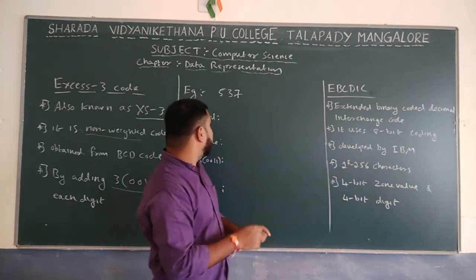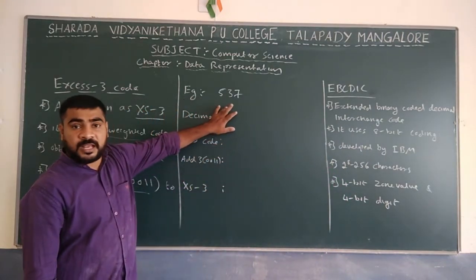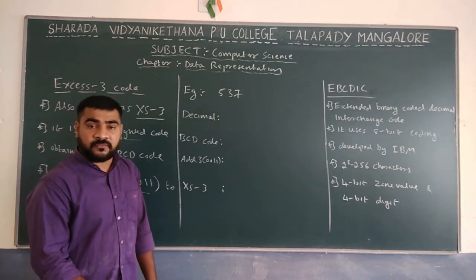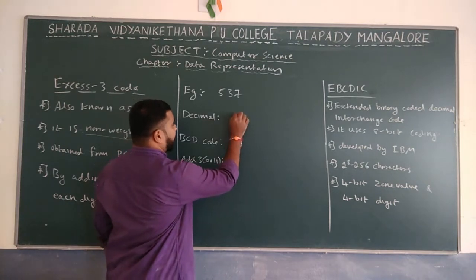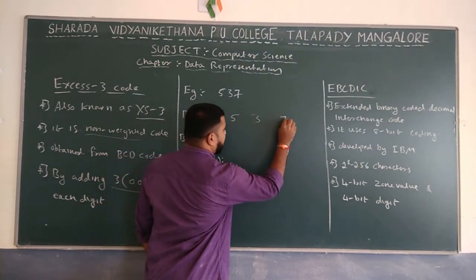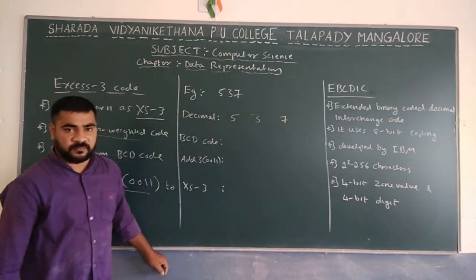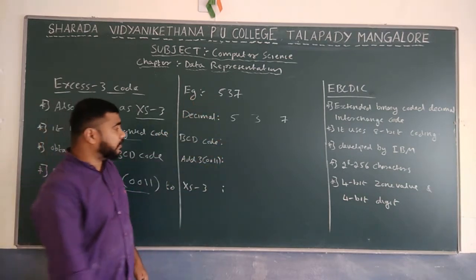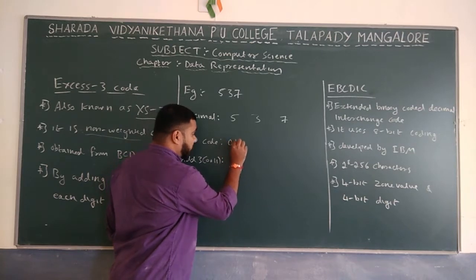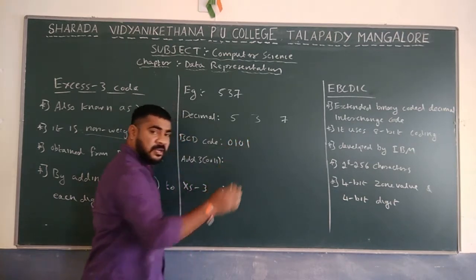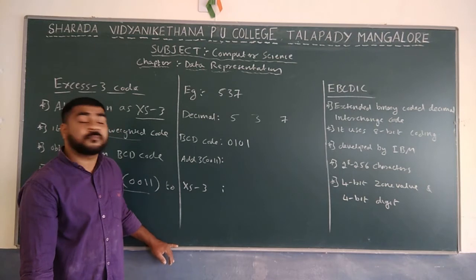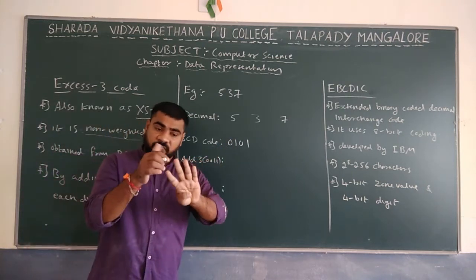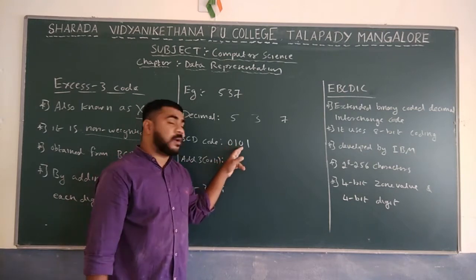So we will see one example here. I took the example 537. 537 is a decimal number, so I take 5, 3 and 7. When you convert 537 to BCD code, the BCD code for 5 is 101, which is the value of 5, but we have to make it 4-bit. So 4-bit, 0101.